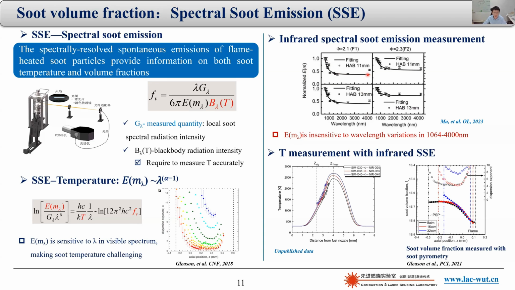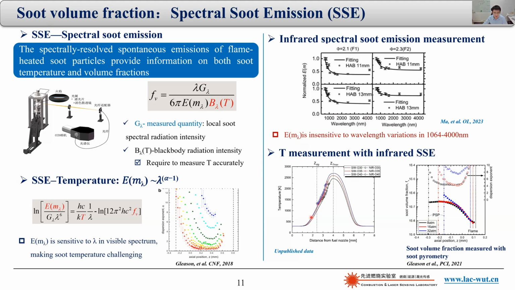That makes us think that if you do this SSE measurement using wavelengths above 1,000 nanometers, then you don't have to worry about E(m) as a function of lambda. You just assume it's constant. And actually, we did this, and we used this mid-infrared region to do this measurement. And this is a temperature measurement we did with counterflow diffusion flames.